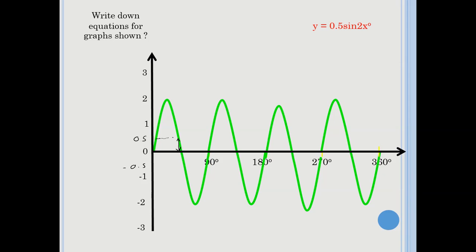If we have a look at another one, this time the graph is repeating itself 1, 2, 3, 4 times, and the amplitude for this graph is going to be 2 because the maximum value is 2. So we can say that this one is going to be y equals 2 sine 4x.